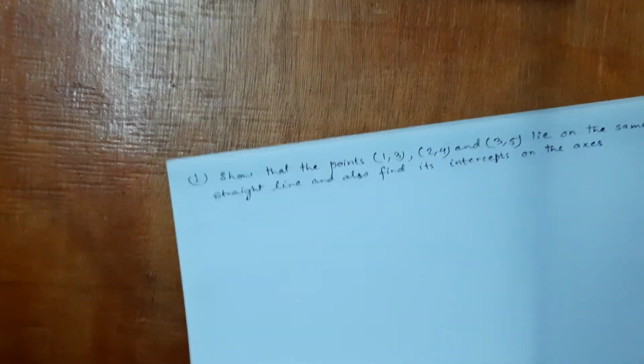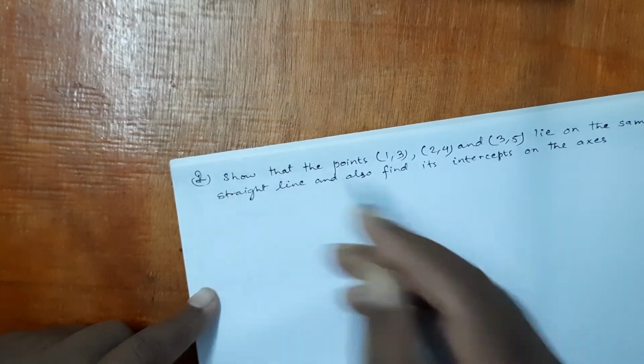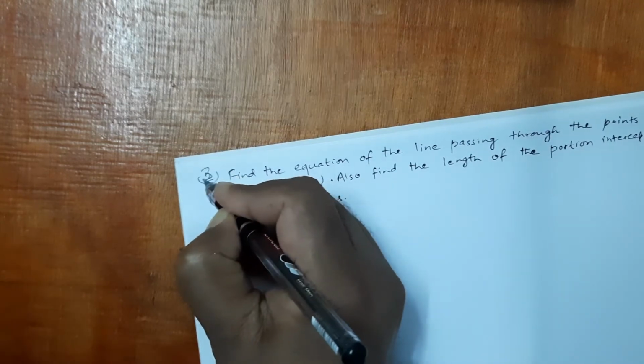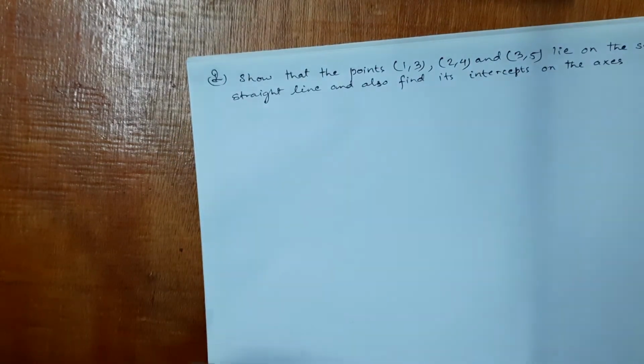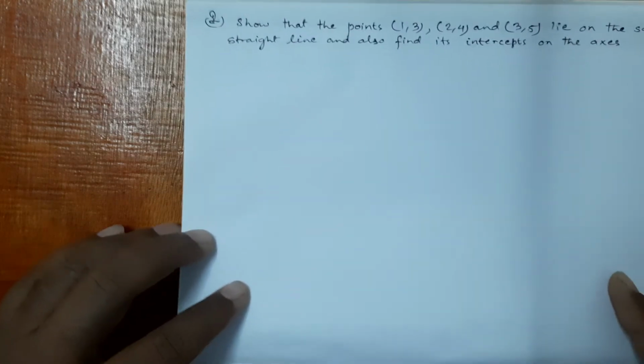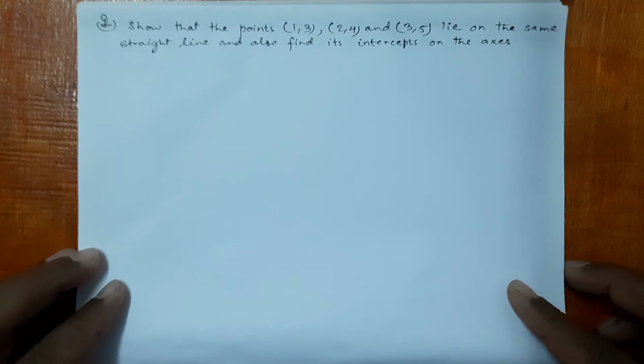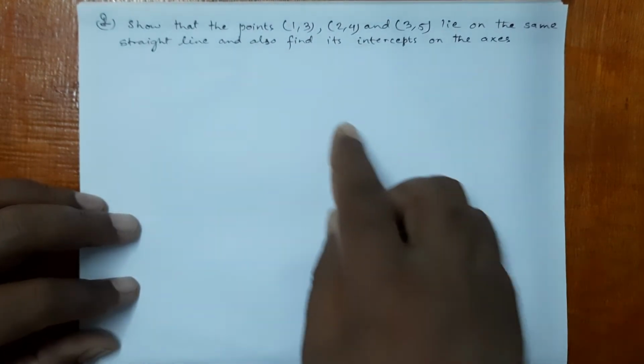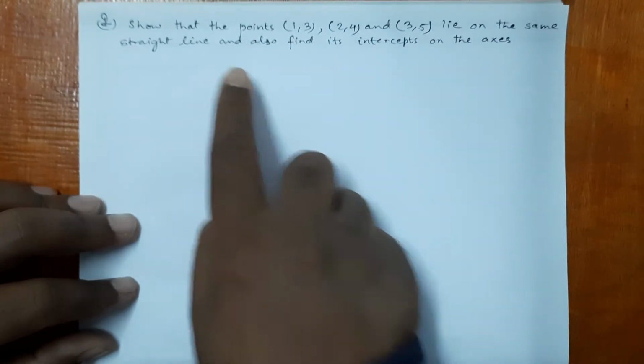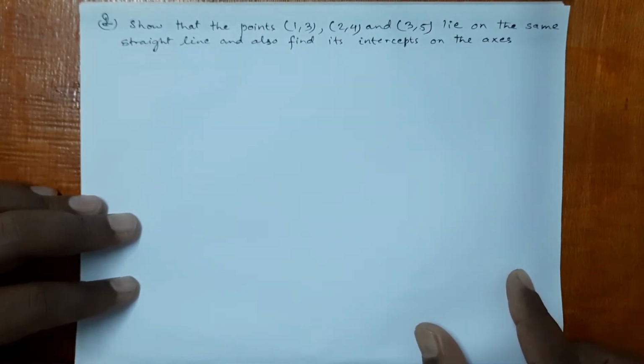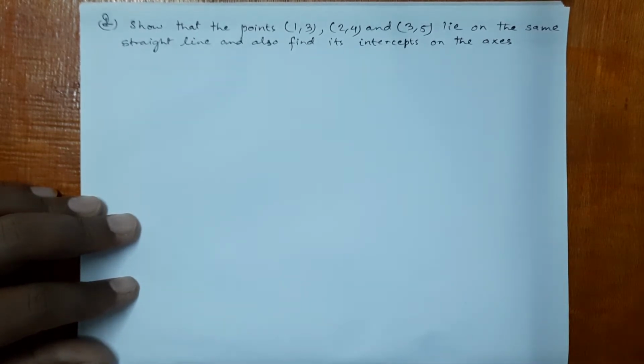Now let's move to the next question. In this we have to show that these three points lie on the same straight line. In other words, these three points are collinear. Collinear means lying on the same line. In collinear, co means same, linear means related to the line.